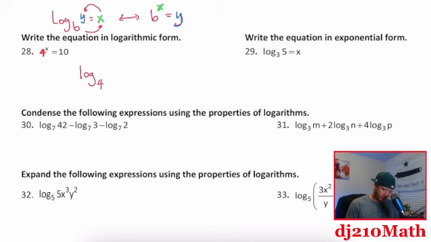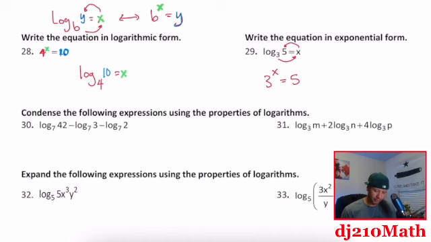So base 4. X is the green part, so this needs to be out here, X, and it equals the blue part, 10. Okay. I'm going to have to watch that a couple times. 29. So this one is way easier. 3 raised to x equals 5. Too easy.